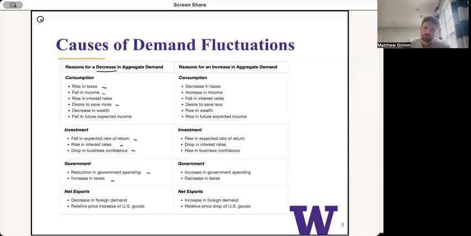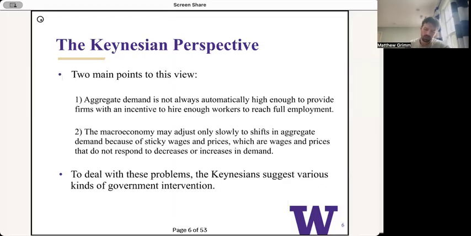But if you have a drop in business confidence, it's not going to make the aggregate demand go up, because now businesses are not willing to invest. A rise in the interest rate is also going to cause investment to fall. And then net exports means we have a decrease in foreign demand, so the relative prices increase for US goods. It's a nice table if you want to look at it. We're going to kind of move on.